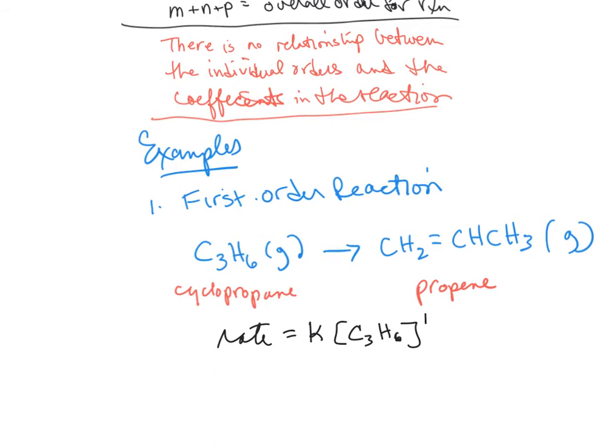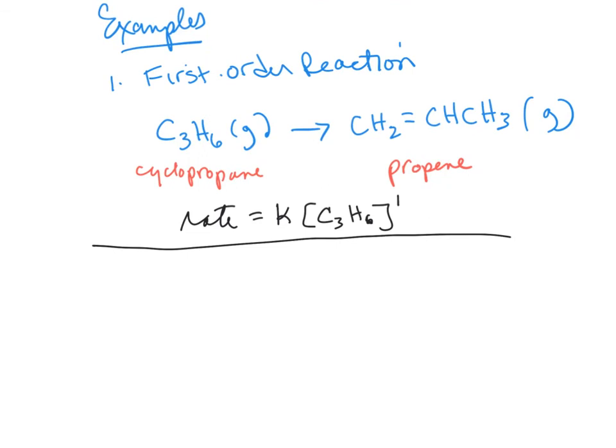Okay, and how do you know that the rate is proportional to the concentration to the first power? You do an experiment to figure that out. You can't look at the coefficients, even though the coefficient's 1 in this example. That's not it. You actually have to do an experiment to show that that's true. All right, then an example. There are 2 examples for second order reactions.